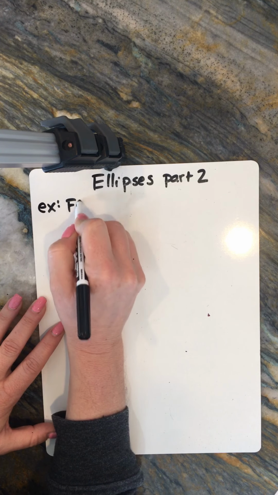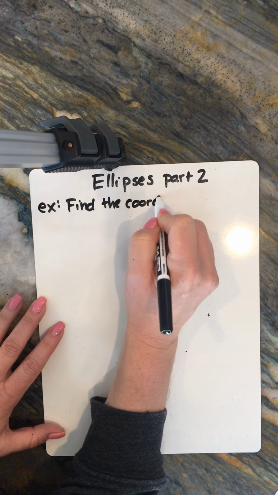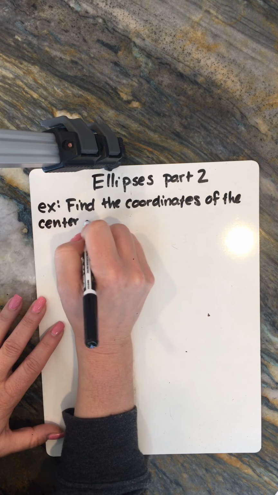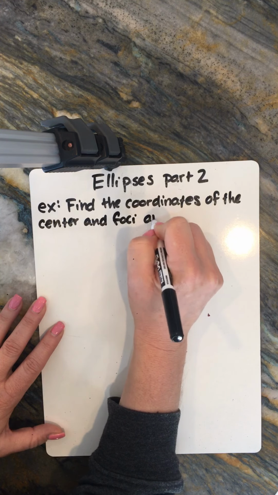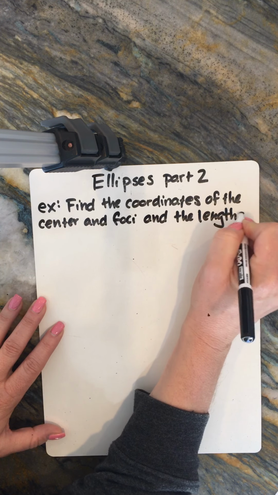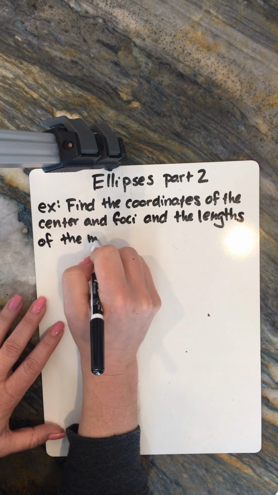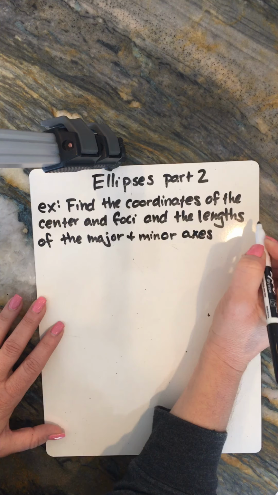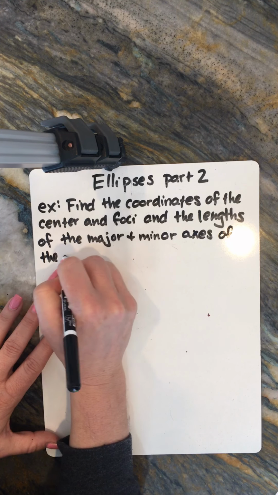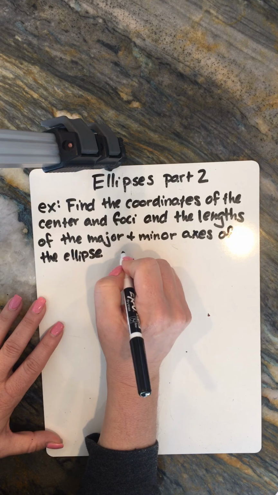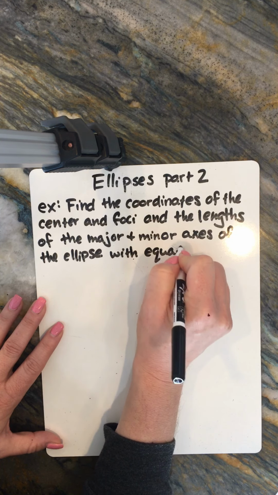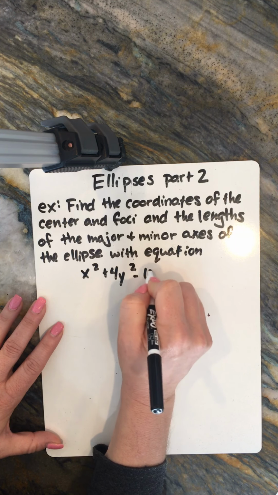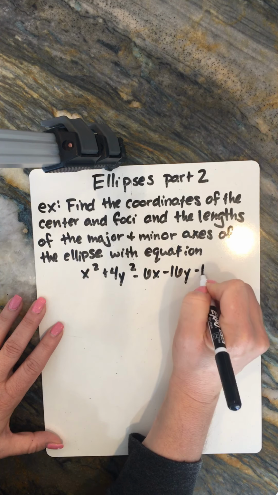So here's our example. We're going to find the coordinates of the center and foci and the lengths of the major and minor axes of the ellipse with equation, here we go, x squared plus 4y squared minus 6x minus 16y minus 11 equals 0.